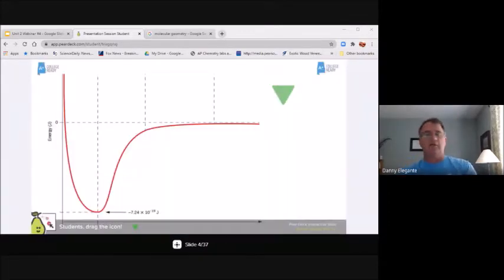So here's a graph right here, and you should see a green arrow on your Pear Deck that's pointing down. If you could drag that green arrow to the point of maximum repulsion, where molecules are too close. So go ahead and grab the thing and pull it to where you think that is. Okay, looks like y'all are pretty much dead on.